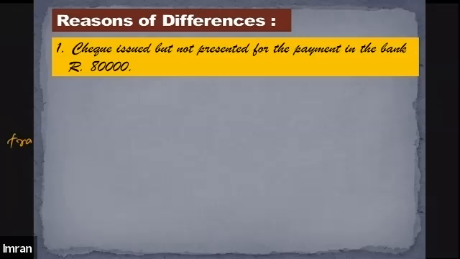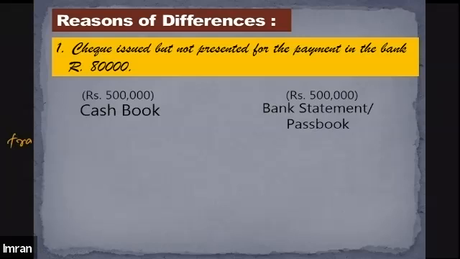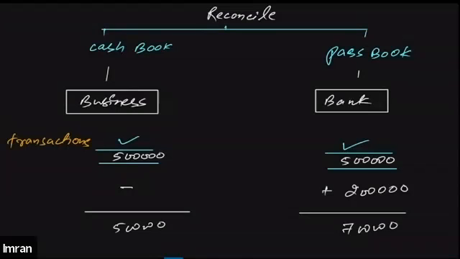All right. So on that date, the balance as per the cash book was 5 lakh, and the balance as per the passbook was also 5 lakh. Got it? On the date on which we issued the check to our supplier, the cash book balance and the bank's balance were both 5 lakh. Let me explain this here.